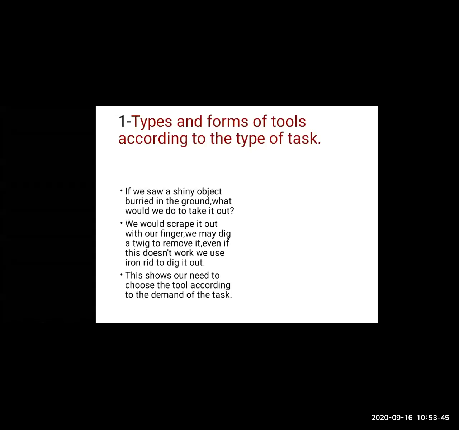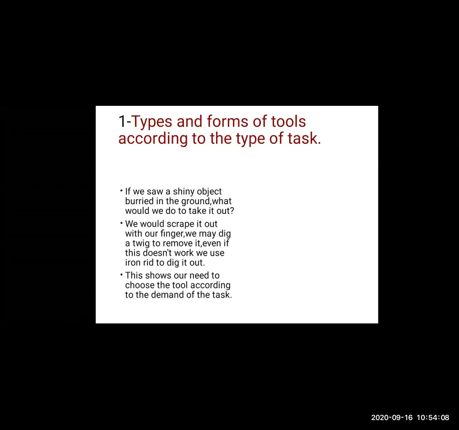Certainly you want to see what is there in the ground, what type of object is shining so bright. So to remove that object, what will you do? We would scrape it out with our finger. We may use a twig to dig it out. Even if that does not work, we use an iron rod to dig it out.